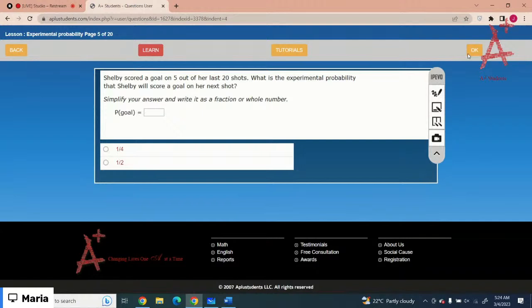Shelby scored a goal on 5 out of her last 20 shots. What is the experimental probability that Shelby will score a goal on her next shot? So, which is the correct option? It will be 5 over 20. Got it? That means 1 over 4. So, the correct option is 1 over 4.